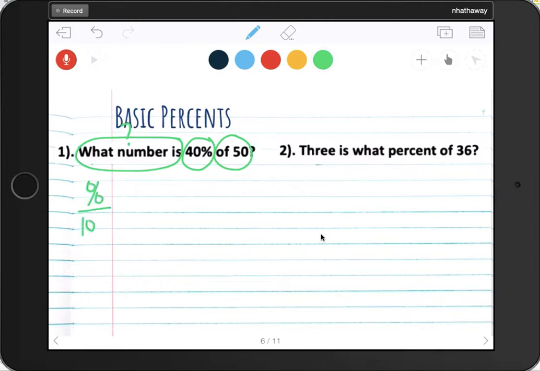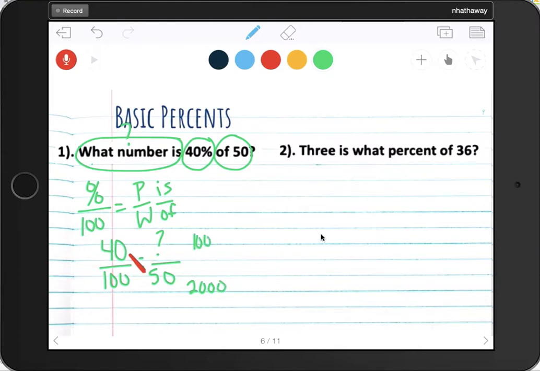Percent over 100 equals part over whole, or is over of. Well, I know the percent, 40. I don't know the is, but I do know the of, 50. Now I can cross multiply. Make sure when you cross multiply, you're going from top to bottom across this way. So 40 times 50 is 2,000. And then I'm going to do 100 times something. So I have to divide by 100 and I get 20.